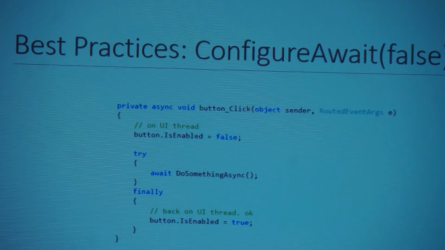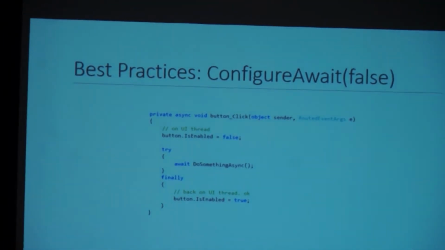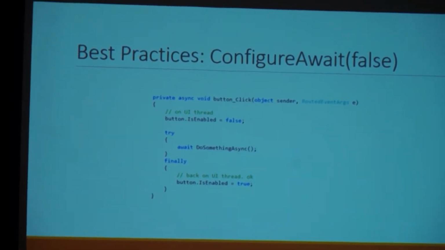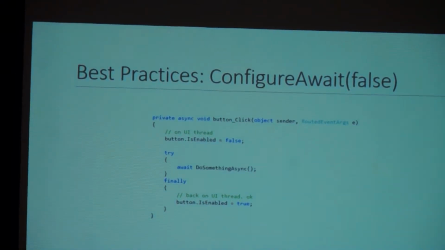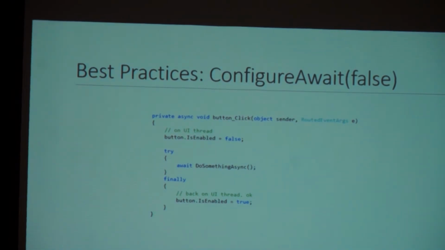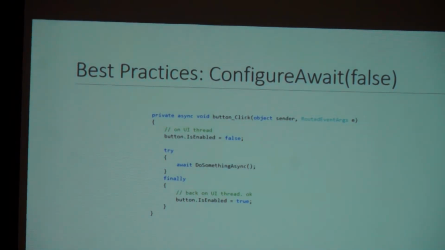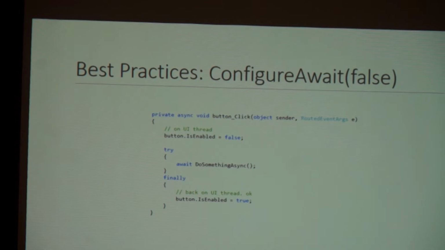Okay, now we're getting into a little more of an advanced concept with async and await. This is primarily if you are creating your own async methods or if you're refactoring things out into async methods that are calling other async methods. So this is an example very similar to what we had in our WPF application, where we set is enabled to false. We await do something async. In this case, we're doing it in a finally block, but we're back on the UI thread, and so we can set is enabled to true.